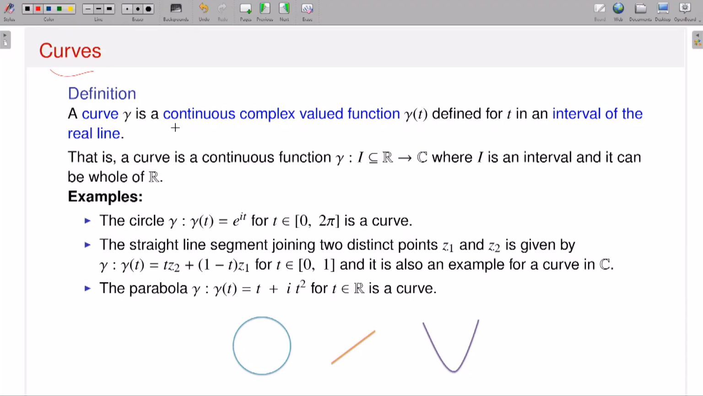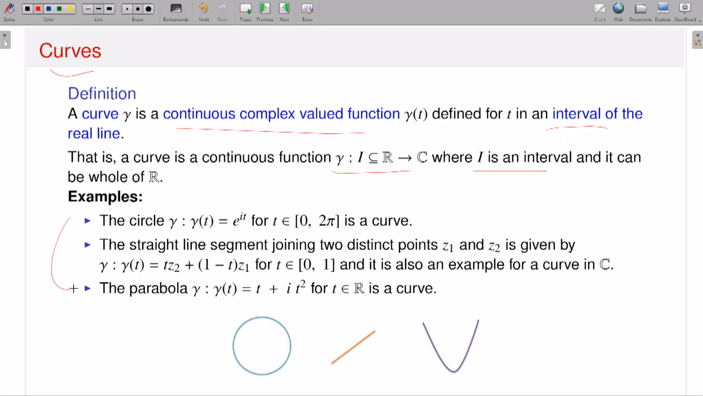Let me just recall once again. A curve is a continuous complex valued function defined on an interval subset of the real line. That is, a curve is a continuous function defined on a subset I of R, where I is an interval or it could be the full real line. Three examples I have given: one is a circle, another is a straight line, another is a parabola.